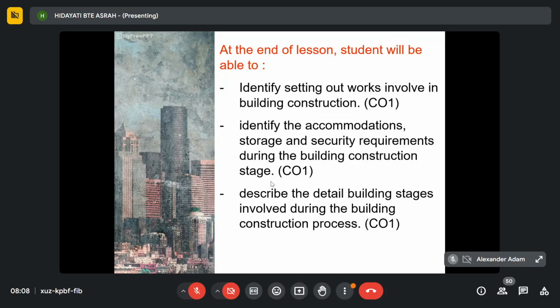you also must be able to identify the accommodations. So accommodation here refers to accommodation for workers, storage to keep construction materials and also equipment, and security requirements during the construction stage. And last is to describe the detailed stage of the building process. So all these lesson outcomes for today are related to the course outcome number 1.